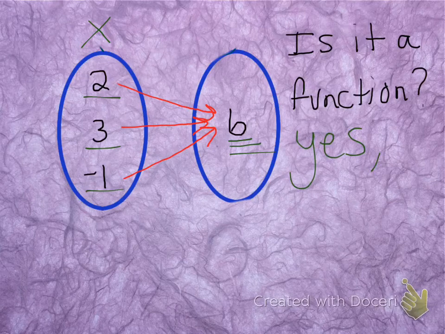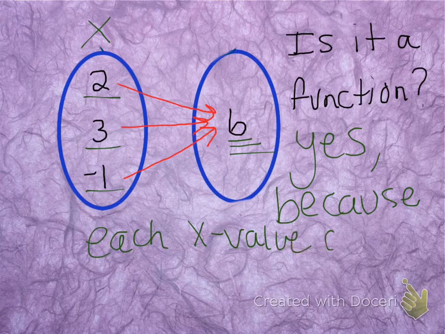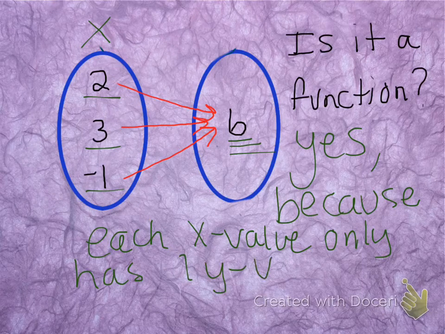Now, some of you may look at this and see that all the values are going to 6. That doesn't matter, okay? Because think of a pop machine that has all Pepsi buttons. You're going to get Pepsi every single time. Well, in this case, no matter what you push, you're just going to get 6 as an output. It's still a function.